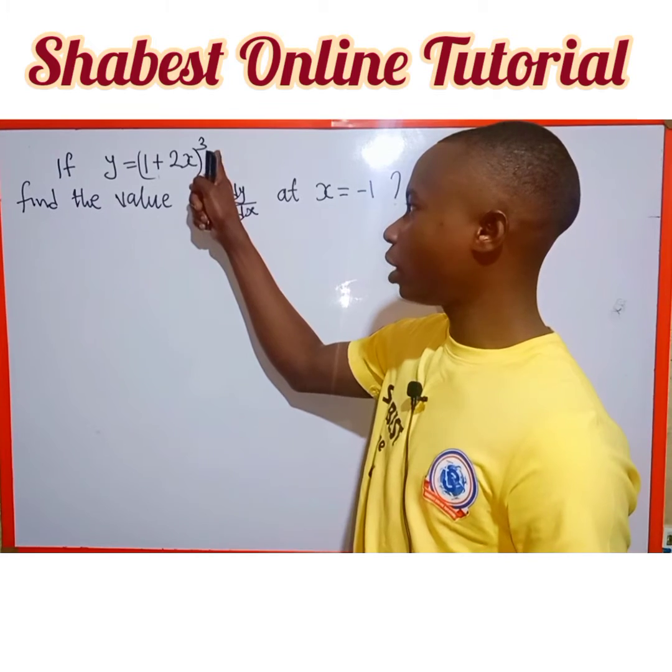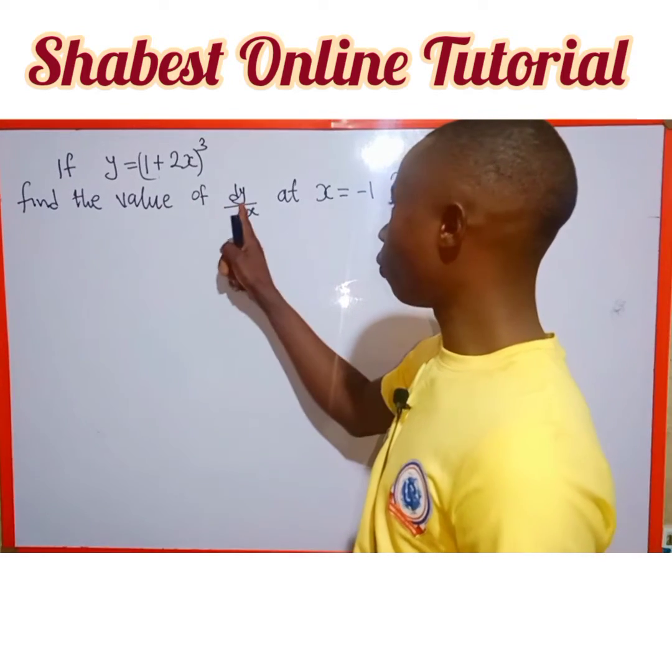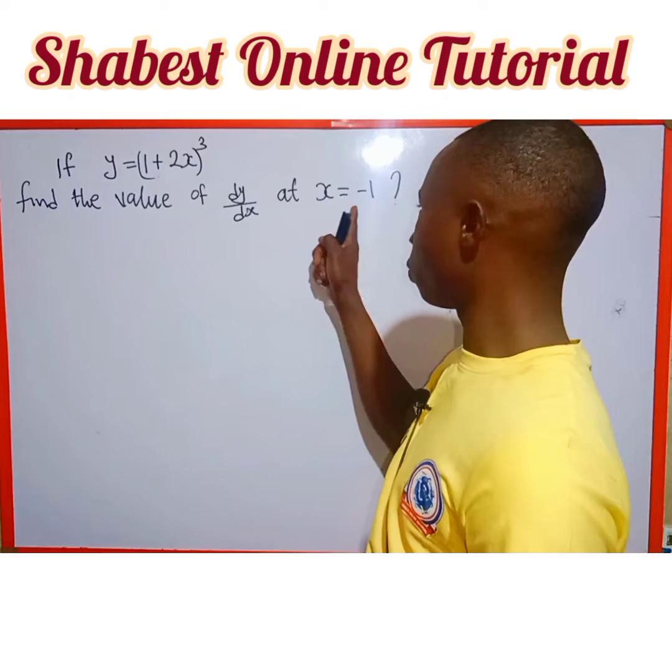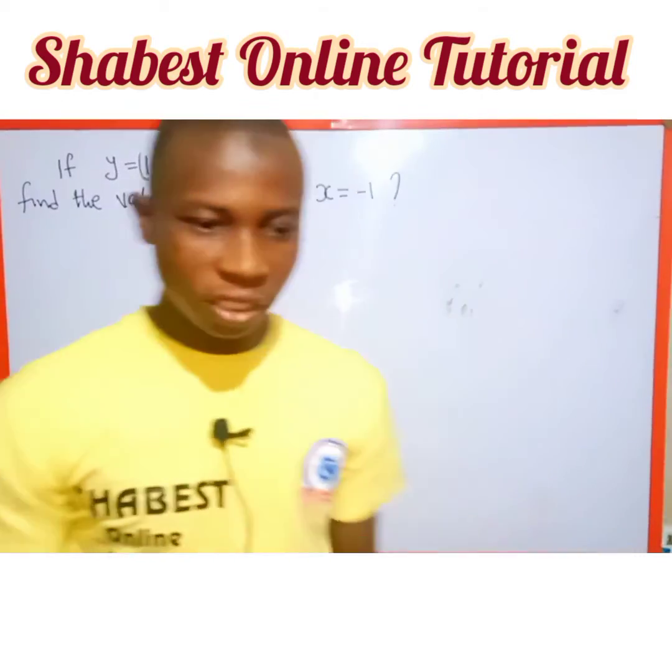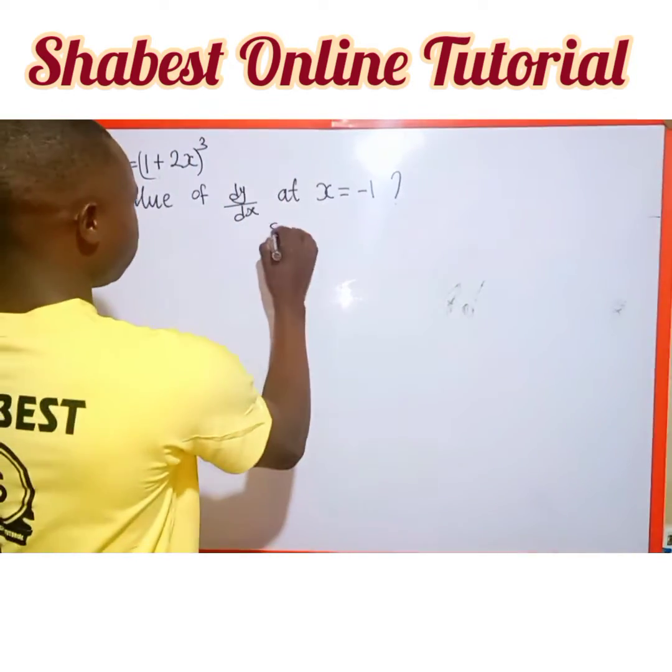So the question on the board says, if y is equal to (1 plus 2s) all to the power of 3, we are asked to find the value of dy over dx at s equals -1. So this is differentiation. So, solution.